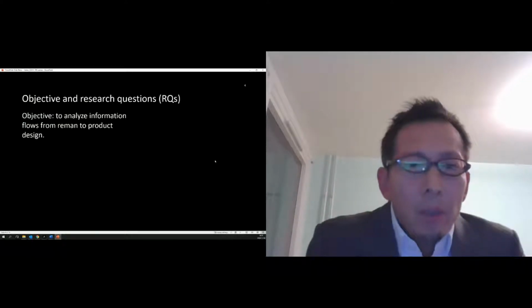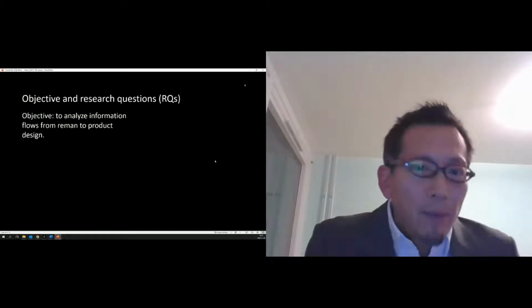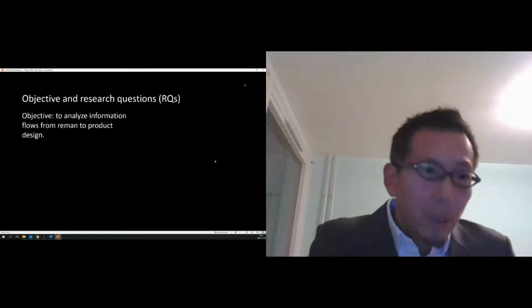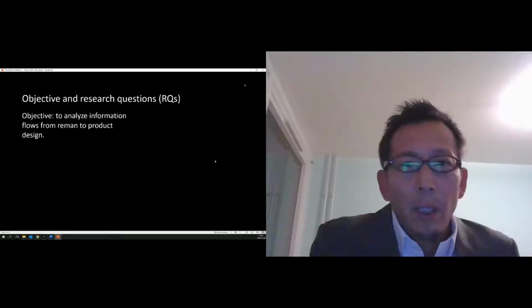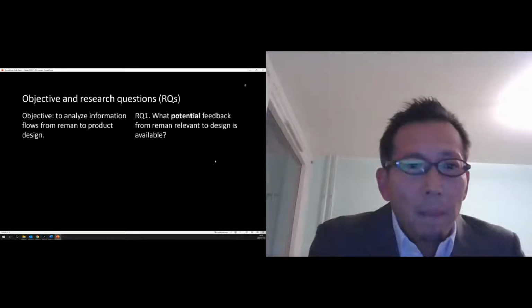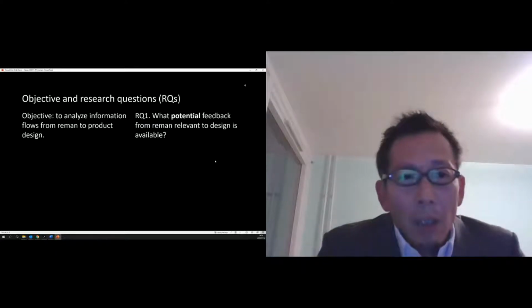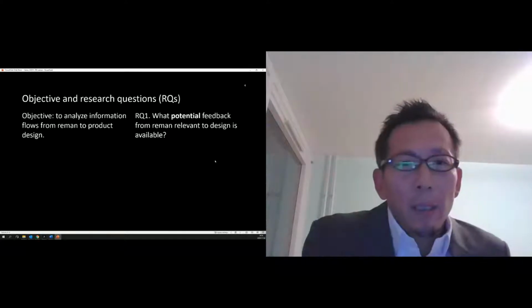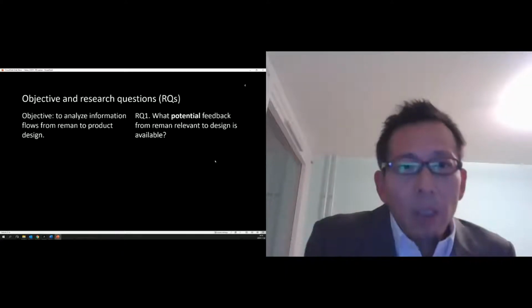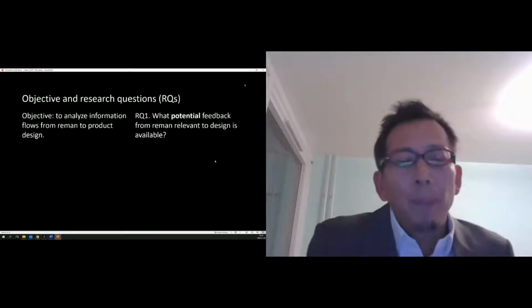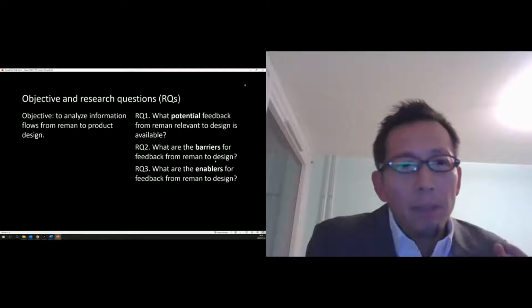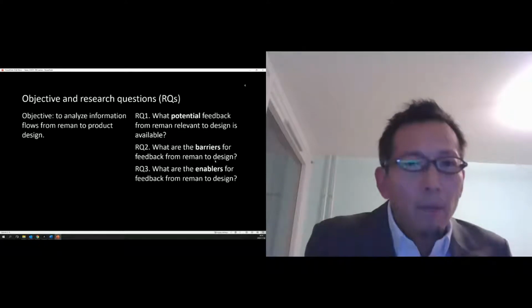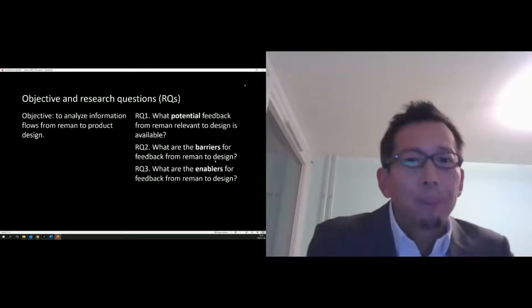So we aim to analyze the information flows from Reman to product design as a specific objective of this research. And we set up 3 research questions. Number 1, we look at the potential flows of information from Reman to design theoretically. And then we looked into practice regarding what are the barriers and also enablers for that information flow.